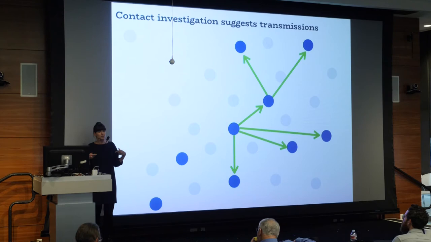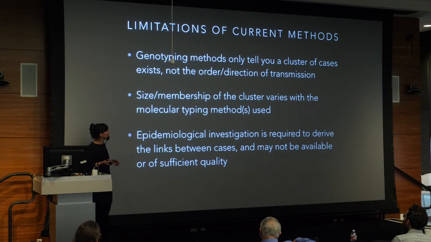The problem with genotyping methods, though, is they're just not that great. They're only, in the best case scenario, interrogating less than 0.1% of the complete genome of an organism. So you're getting kind of a low resolution view. There's a cluster of cases, and that's it. It doesn't tell you anything about the direction of transmission. You really need that field epi data to connect the dots. And we don't always, in public health, have the resources to be able to go out and do those sorts of investigations.